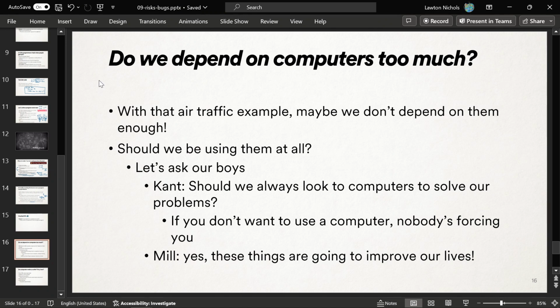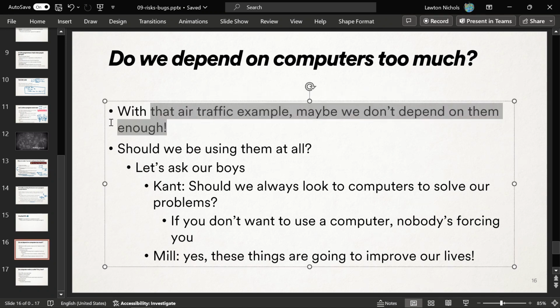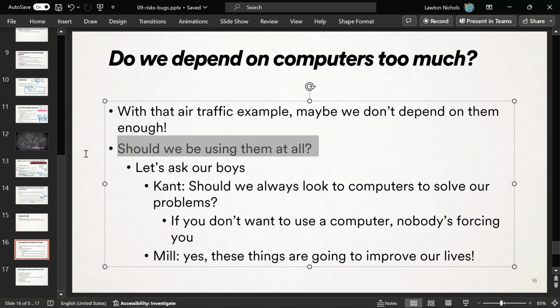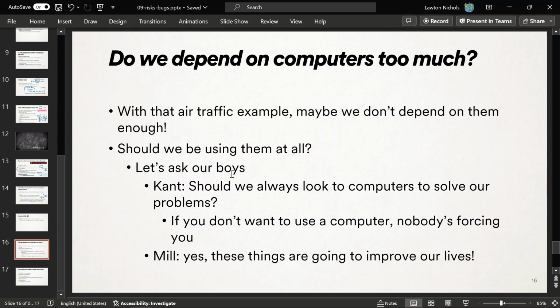So yeah, the question is, do we depend on computers too much? I don't know. There's definitely two sides to the coin. Like with the air traffic example, the TCAS system, maybe we should depend on them more because they're going to prevent issues. If you get the program right, they're going to save lives. So that's really nice. We could always ask our boys about the problem, because this is technically an ethical question, right? Computers, should we be using them a lot or a little? Not at all, maybe. What would Kant say?